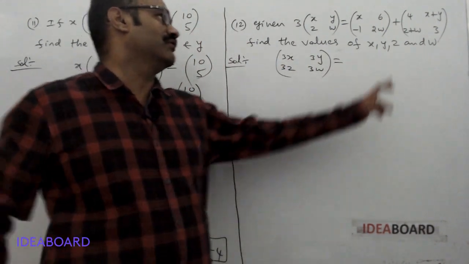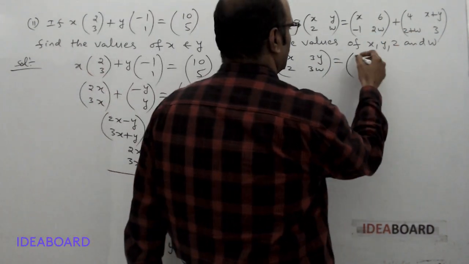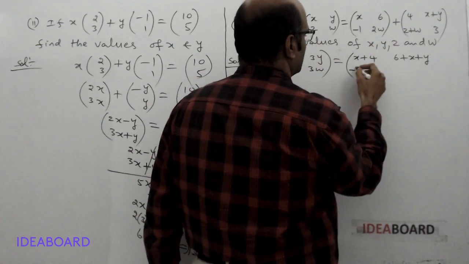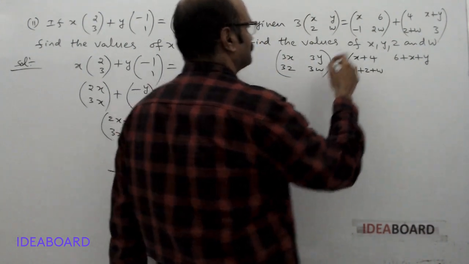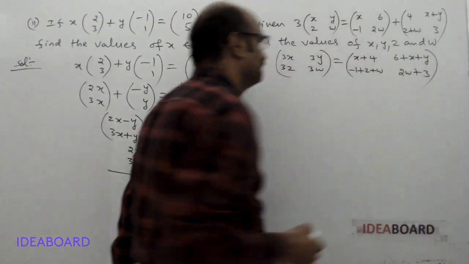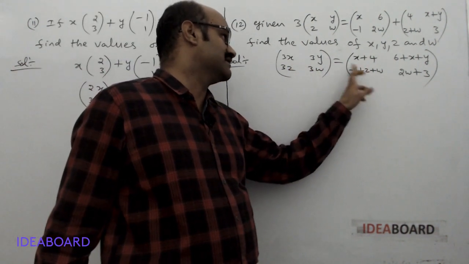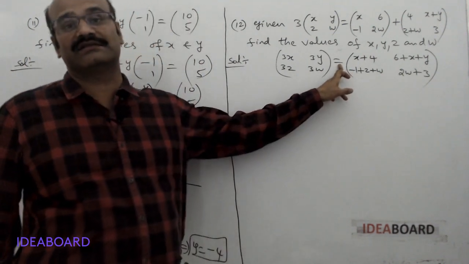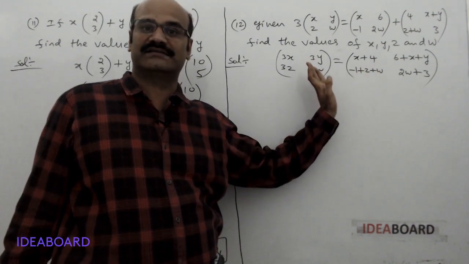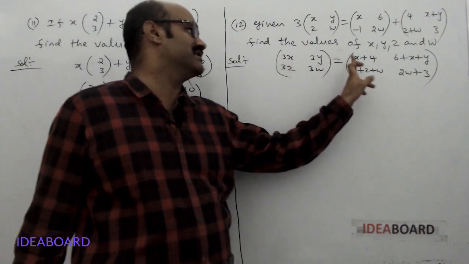Equal to, now here we have to add these two matrices. By adding those two, we get x plus 4, 6 plus x plus y, minus 1 plus z plus w, 2w plus 3. Now here these two matrices are equal. When do you say that two matrices are said to be equal? If the corresponding elements are equal, then we say that those two matrices are equal. Since it is given these two matrices are equal, we have to take the corresponding elements as equal.